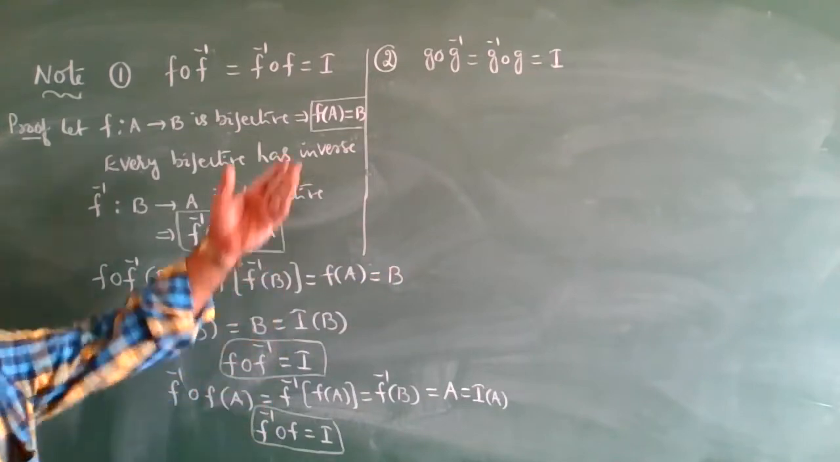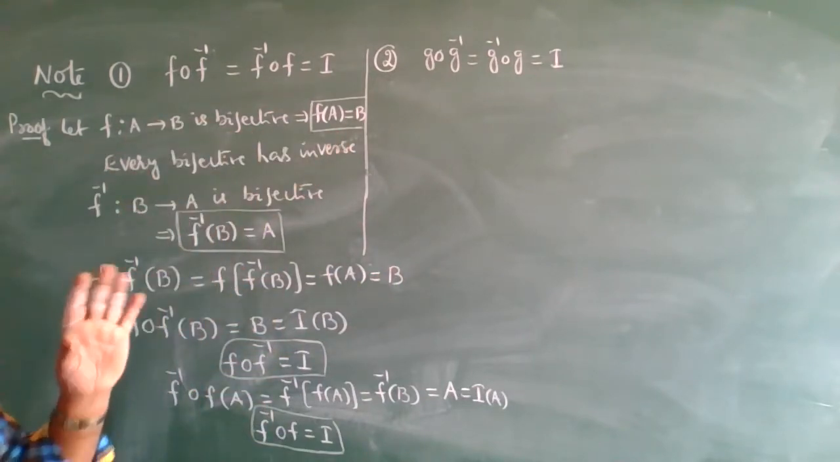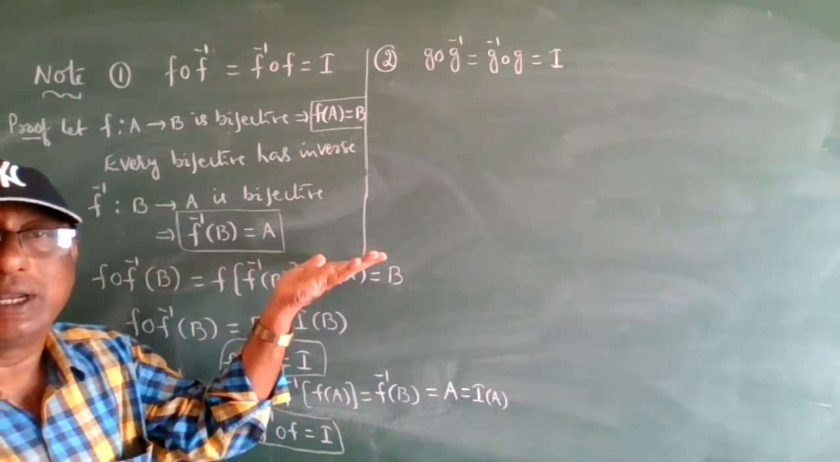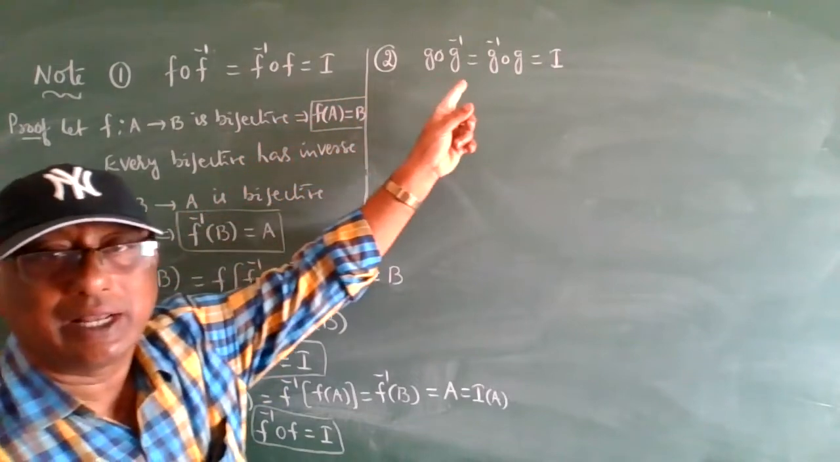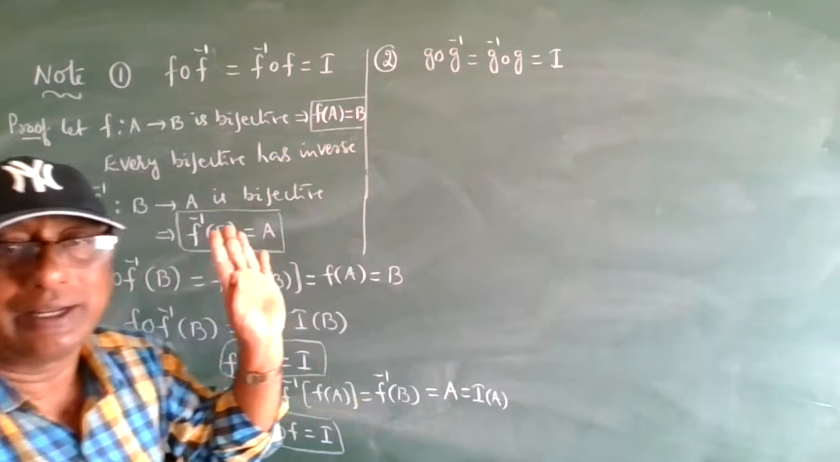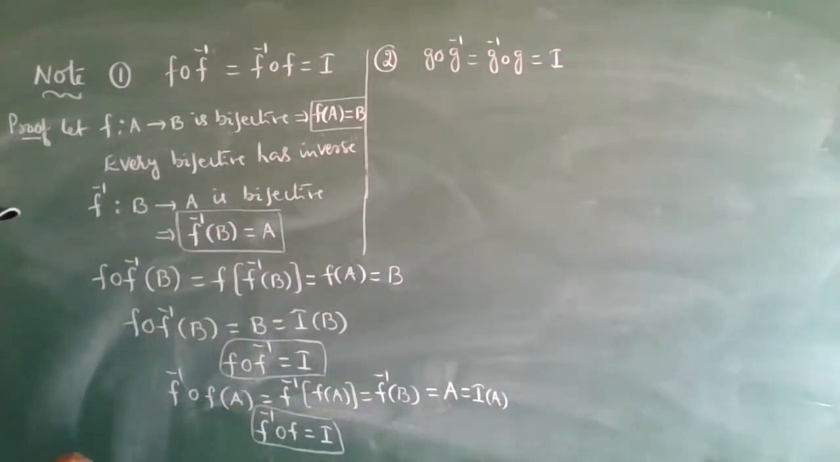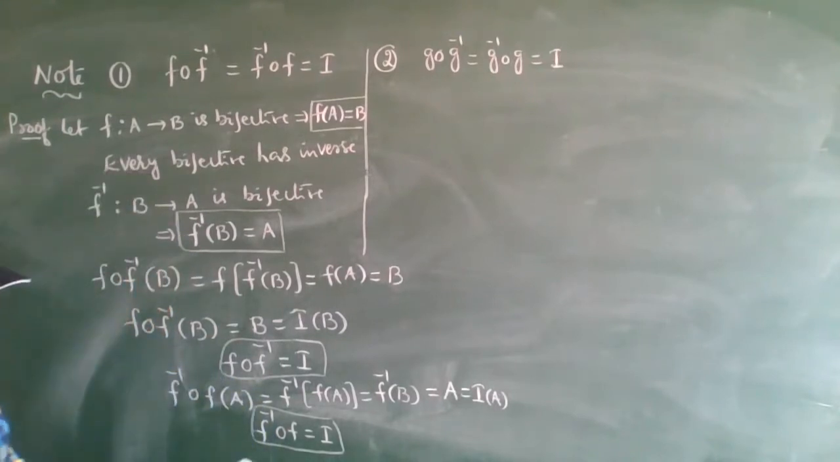Here, with the same model, we can prove the second one also. I am not going to write it out. We can take G as a mapping from B to C that is bijective, so the inverse exists. Every bijective function has an inverse. That's why I am not writing it. Understand everyone clearly? Now I go through theorem number 5.